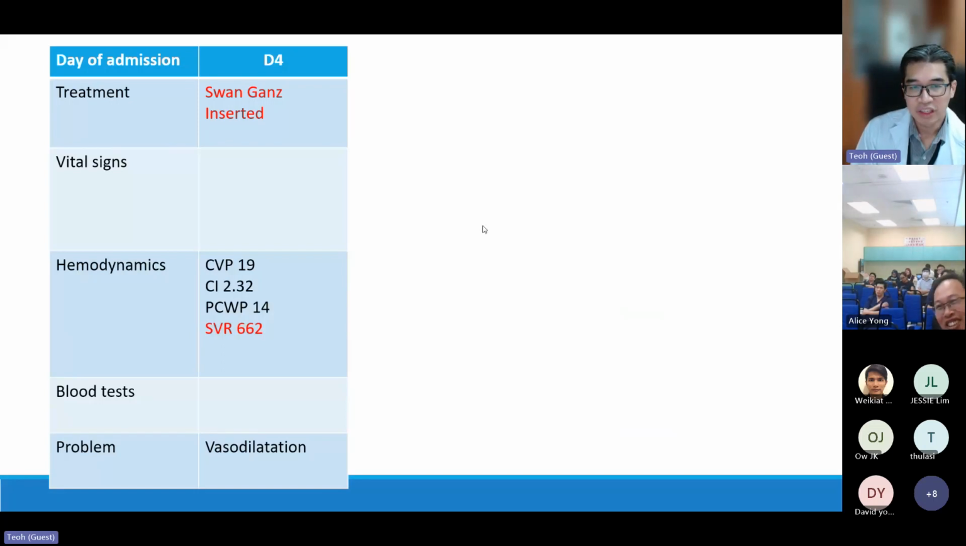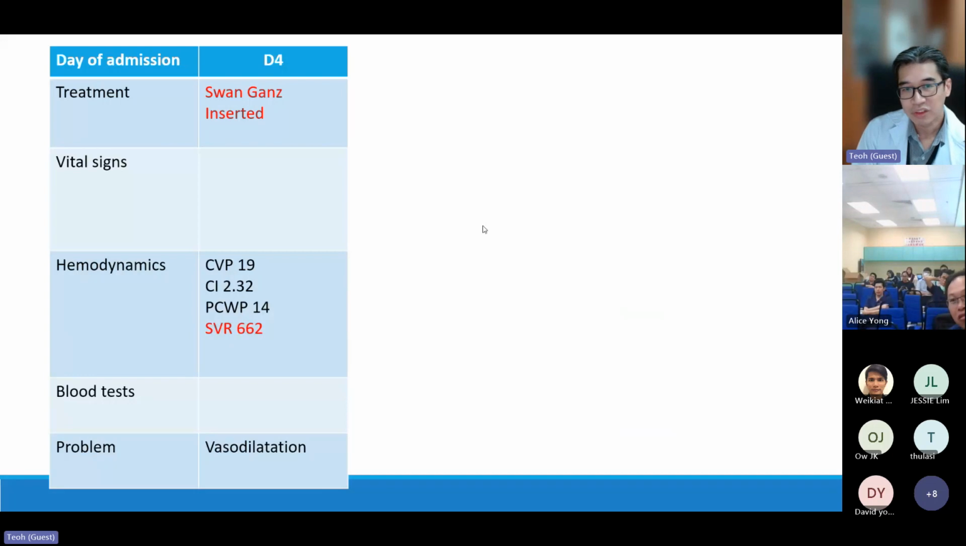Well, I would say the preload is enough already. Cardiac index is 2.32, which is, I would say, satisfactory. Wedge is 14, which basically means that the left heart is still okay. And the systemic vascular resistance is 662, which is low. So actually we are dealing with vasodilatation.